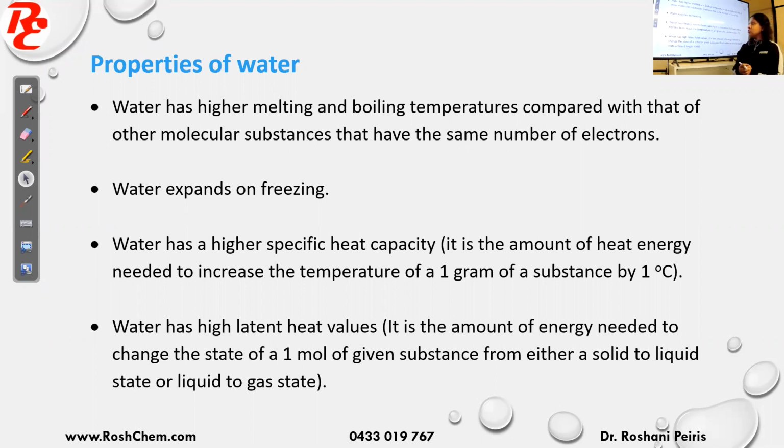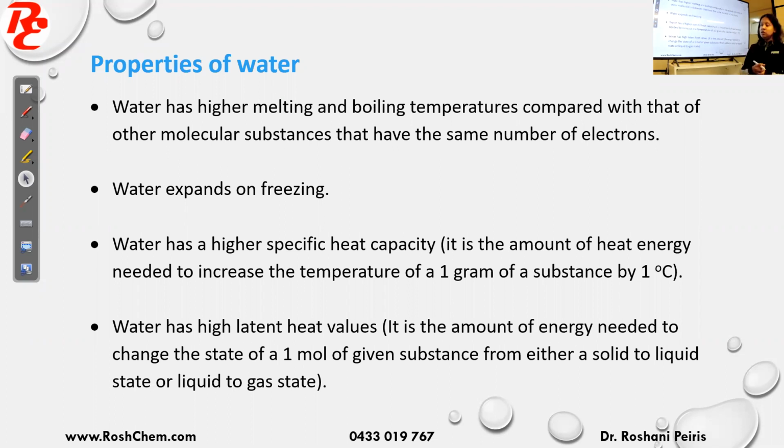The third property is that water has a higher specific heat capacity. So what is this specific heat capacity? It is the amount of energy needed to increase the temperature of 1 gram of a substance by 1 degree. When it comes to water, the specific heat capacity is higher when you compare it with other substances. The reason is water has strong hydrogen bonds. Therefore, you need to give a large amount of energy to increase the water's temperature.